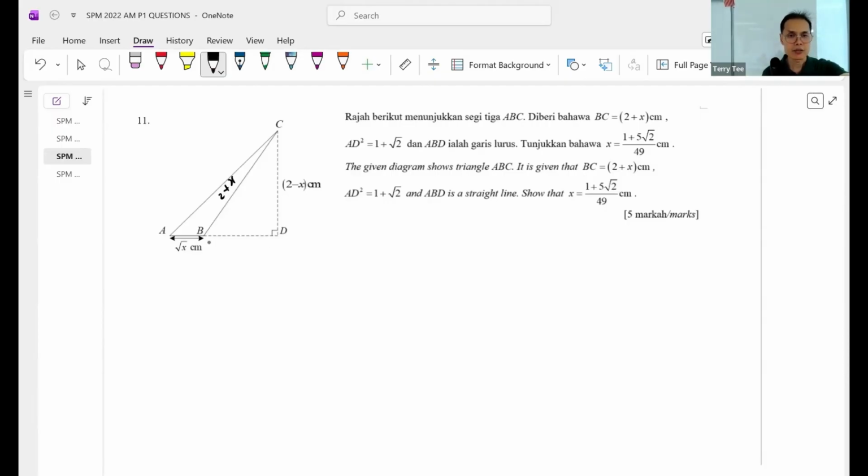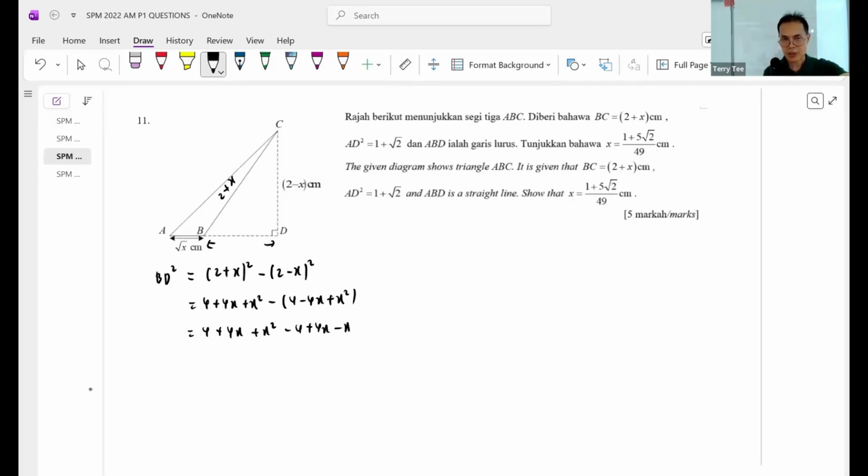So you can say, in the triangle, we need to find BD first. How to find BD? We use Pythagoras. So let me start with BD squared. Take the longest side, 2 plus x, you square it minus the other side, 2 minus x squared. I'm going to expand the bracket. This is 4 plus 4x plus x squared minus 4 plus 4x minus x squared.